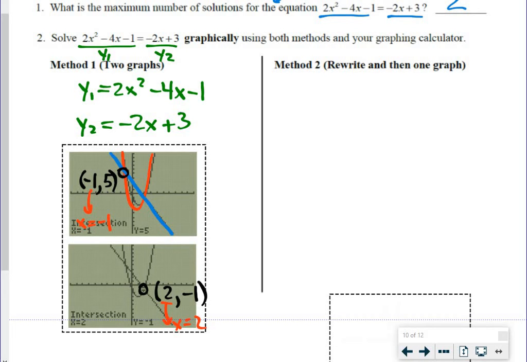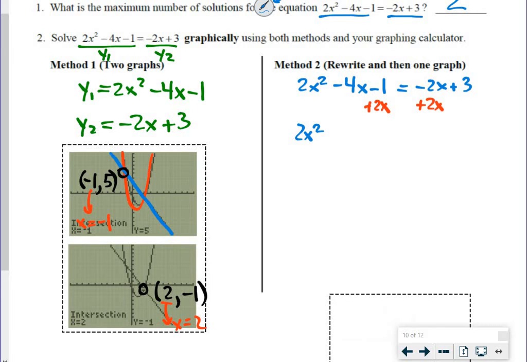Now, for the second method, we need to rewrite the equation and then just do one graph. So starting with 2x squared minus 4x minus 1 equals negative 2x plus 3, I need to bring everything to one side. So since most of it is already on the left side, let's bring everything to the left. So add 2x to both sides. That gives me 2x squared. Negative 4x plus 2x is negative 2x, and I have negative 1. So that's gone from the right side, and I have 3 remaining. Then I need to subtract 3 from both sides.